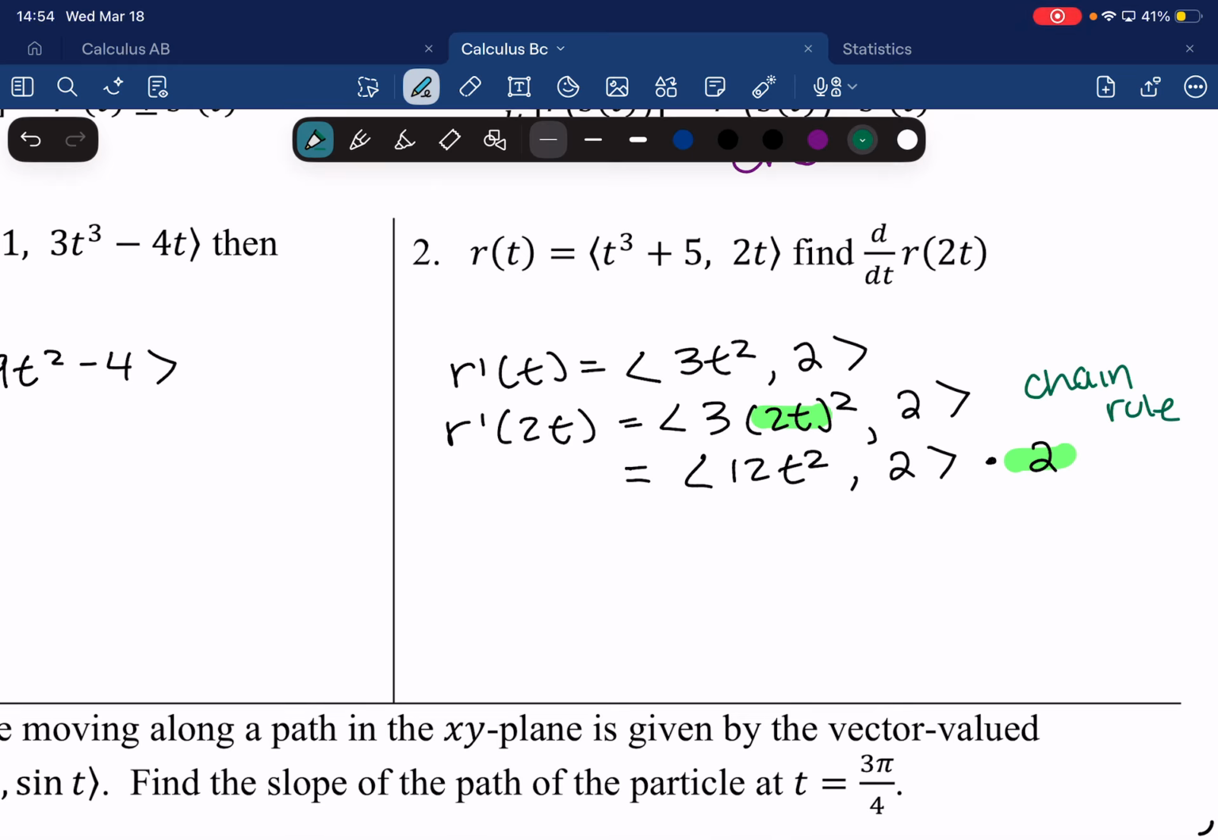Okay. And what's nice about the properties of vectors is that when we multiply by 2, all we're doing is scaling the vector by 2. So that means I can take that 2 and multiply each of the functions by it, and then that would be my answer. So then I would just have 24t squared, comma 4.